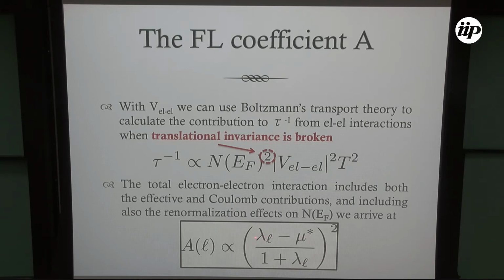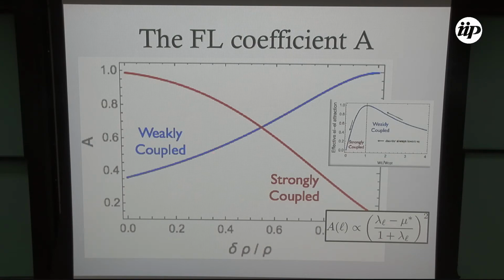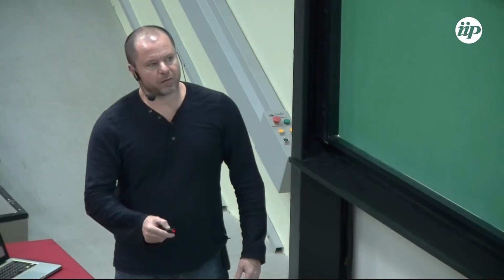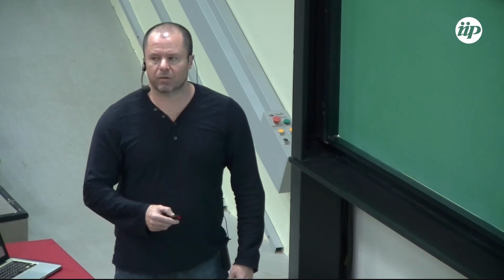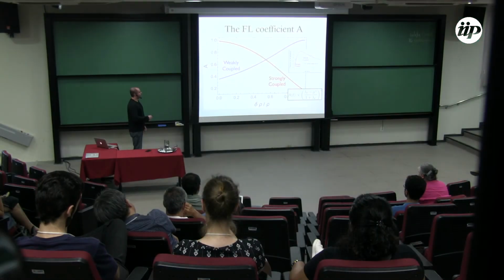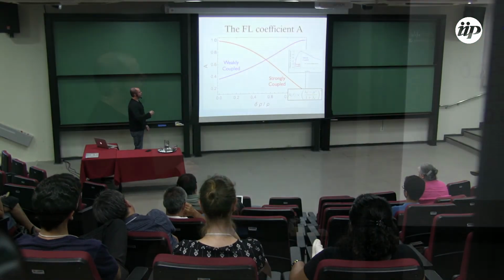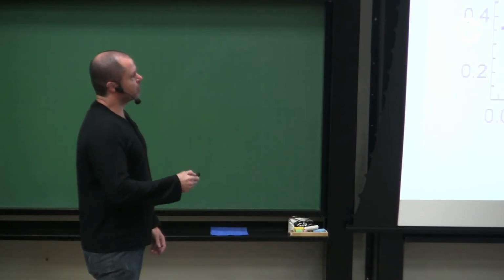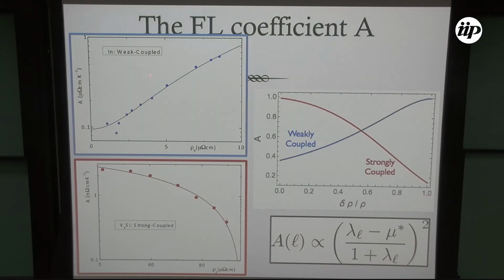this is the expression that I get for A. It's simply given in terms of lambda, mu star, the Coulomb pseudopotential, and the strong coupling renormalization factor. Again, with this expression and knowing that lambda is related to the effective electron-electron interaction, we see that in the normal state of weakly coupled superconductors, A should increase, and in the normal state of strongly coupled superconductors, A should decrease. And I give you here the example of indium, which was the first example that I showed you. A is increasing in a fashion very similar to the one we obtained. And again, vanadium 3 silicon, A is decreasing as we have obtained.